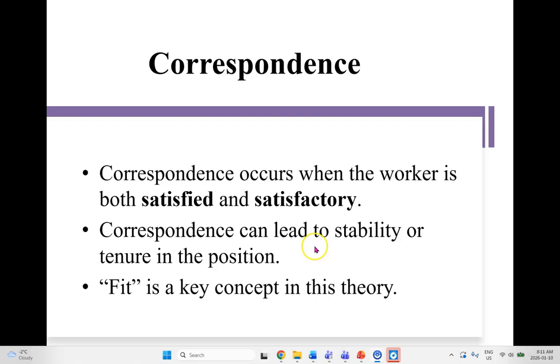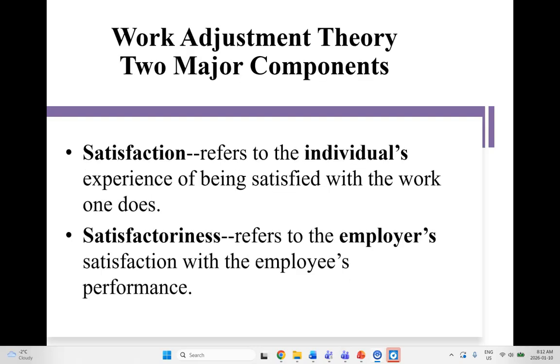Work adjustment theory says that correspondence occurs when the worker is both satisfied and satisfactory, and I'll unpack what those mean in a moment. Correspondence between these two things can lead to stability or tenure in the position, being able to stay in the role for a long time. And fit is a key concept in this theory, and you'll hear me refer to that very often, not just in this presentation, but in many other discussions of theories and how workers fit with their particular occupations or roles.